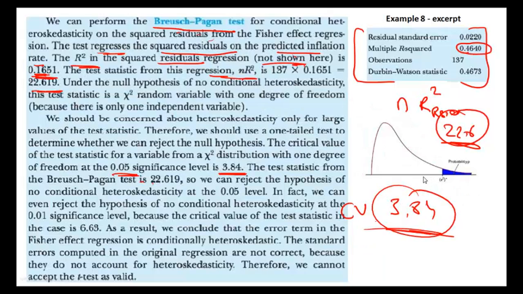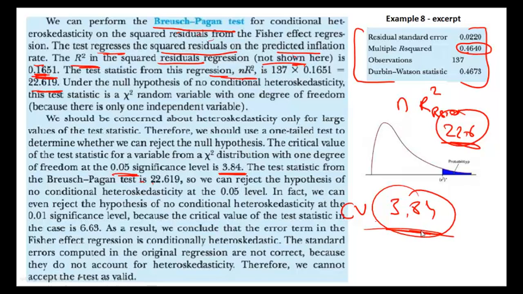Now, can you reject the null or not? You can reject the null because your test stat is much bigger than the critical value. So that is the point here. Now, does this mean we have heteroscedasticity or we don't? We have. The null hypothesis was no heteroscedasticity, but we have shown that we have heteroscedasticity. So that's how this works.